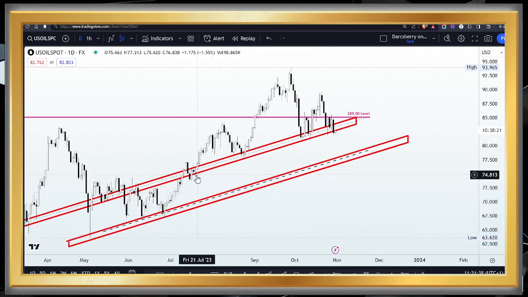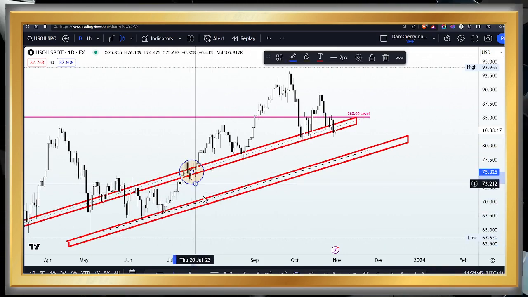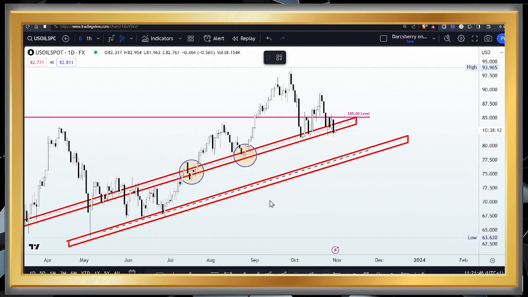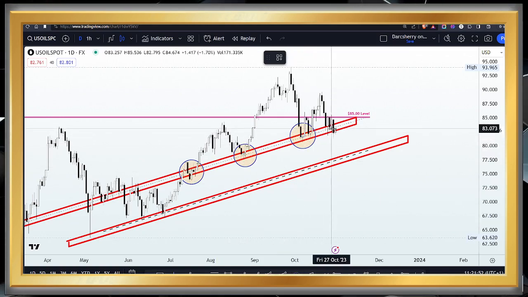Now, for the temporary one, you will see that since the month of July, price action had consistently respected this temporary ascending trend line, as you will see. And since the beginning of this month, we have noticed buy pressure around that area.